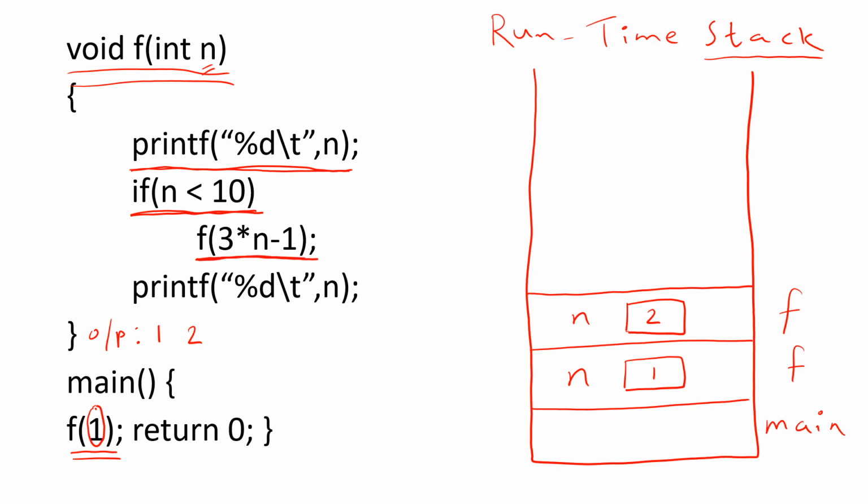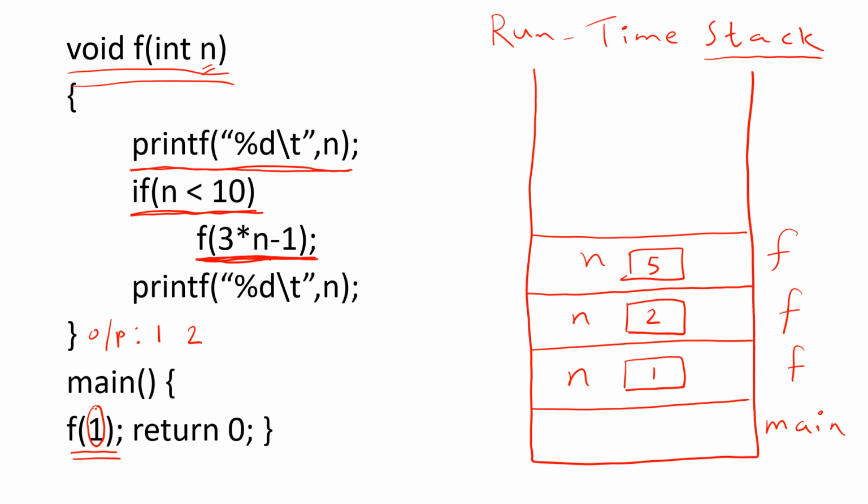Now we check this condition again, that 2 is less than 10, which is also true. So again we call the same function, f of 3 into n minus 1. Now what is n? n is 2. So 3 into 2 is 6, 6 minus 1 is 5. Oh, not 3, I made a mistake. 3 into 2 is 6, 6 minus 1 is 5. So n is 5.